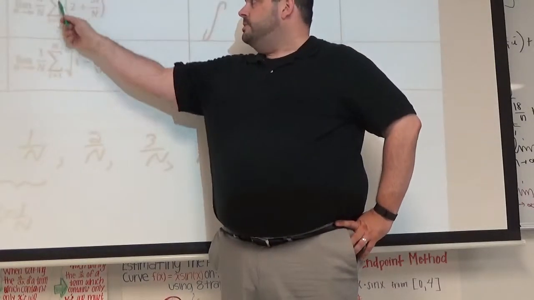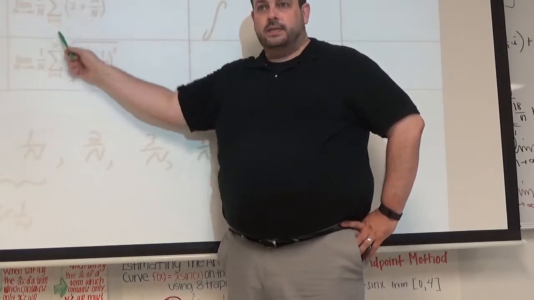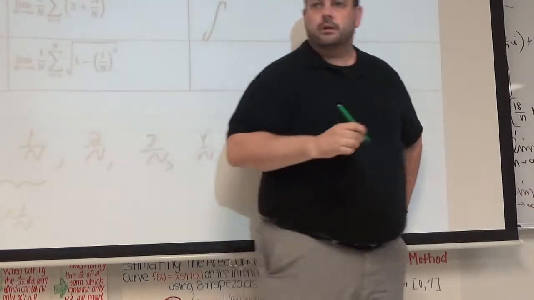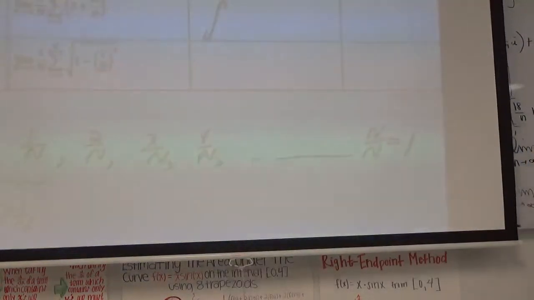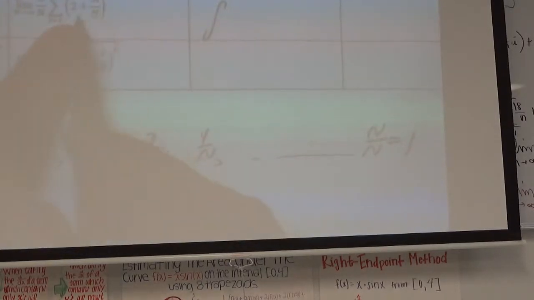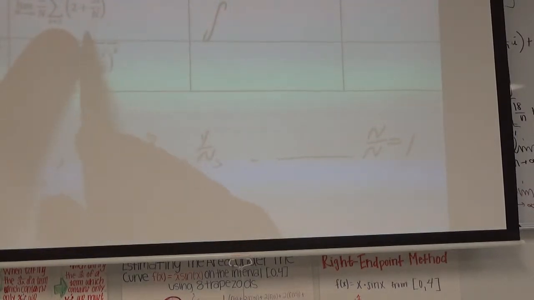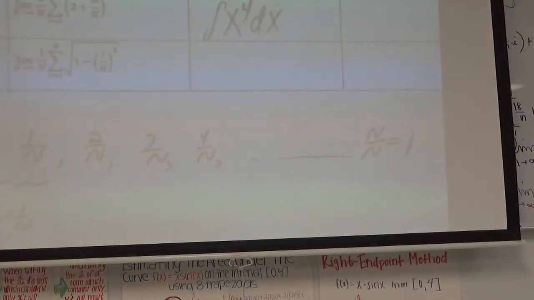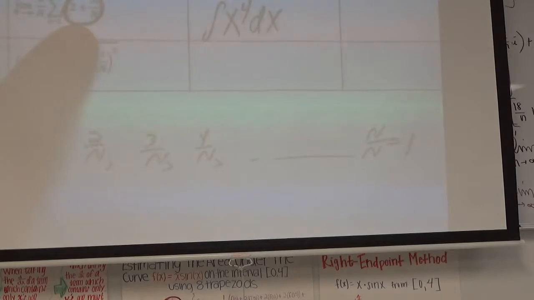The function usually is what's coming inside here in the sigma notation. This is how you're determining the height. So what's the function there? Yeah, that's a power of 4. I've got 2 plus 3i over n to the 4th power. That's x to the power of 4, because that's what's being done to all this stuff here.